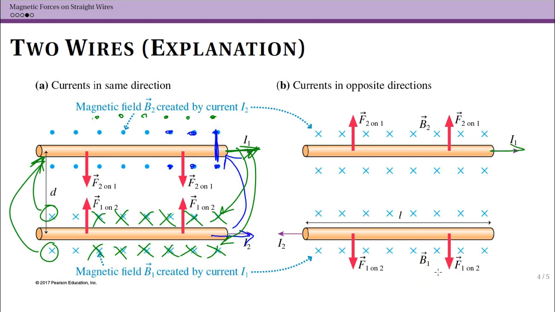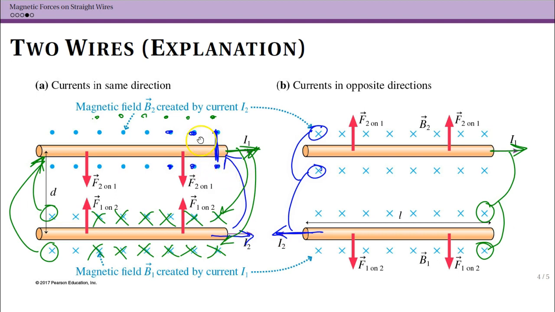So again, this current is creating this field, where this current is creating this field. Okay? So use your right-hand rule to convince yourself that this green field into the page is what you would expect below the wire on the top, and the blue field out of the page is what you expect from the wire on the bottom.